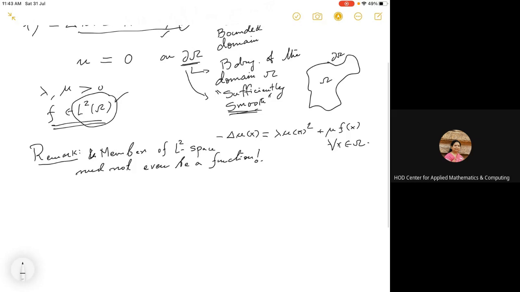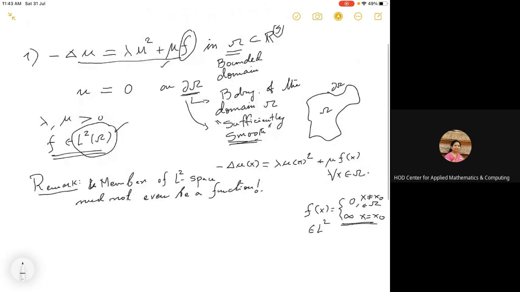So why can it not be a function? Because it could so be that this is an L2 function, right? So if you take this to be 0 everywhere, except at a point x0 in omega, and just take it to be infinity at x equal to x0, then this is certainly an L2 function. This is a member of L2 space, but it fails to be a function, because at this point we do not have a proper definition of it. So these are basically called distributions or generalized functions. Fine. So now we have lost the pointwise definition or the classical sense of definition.